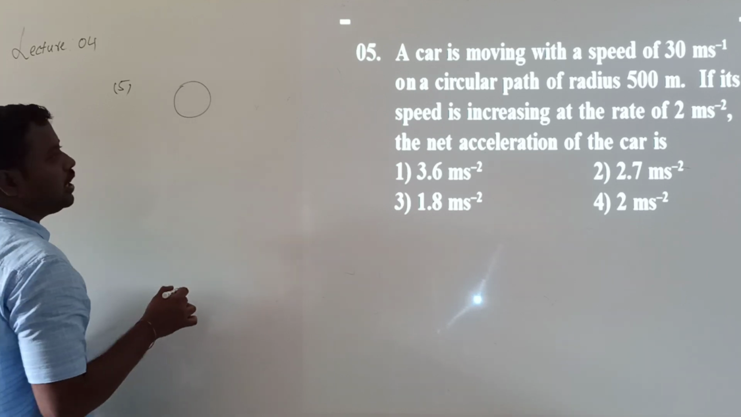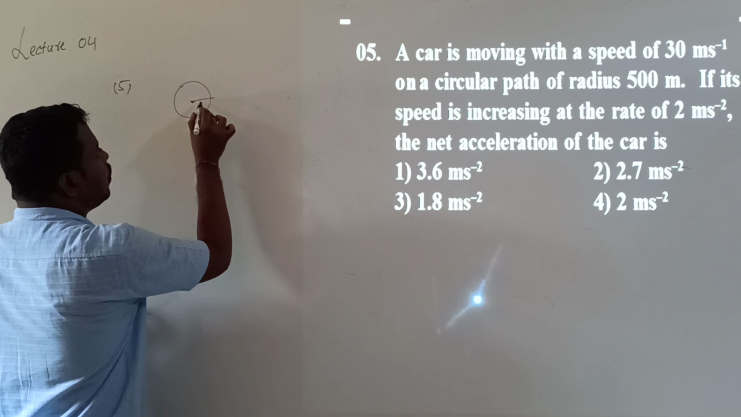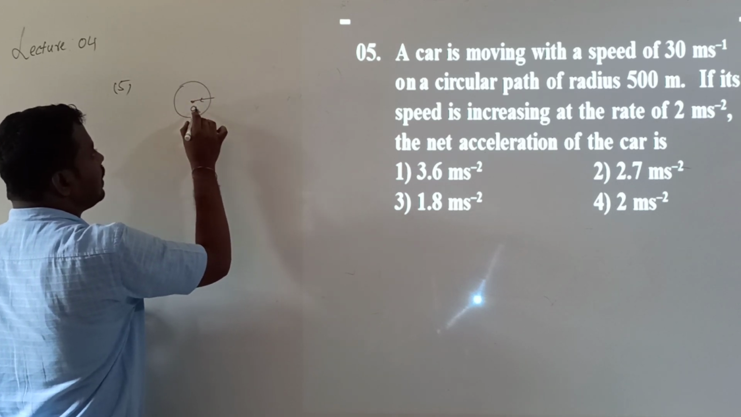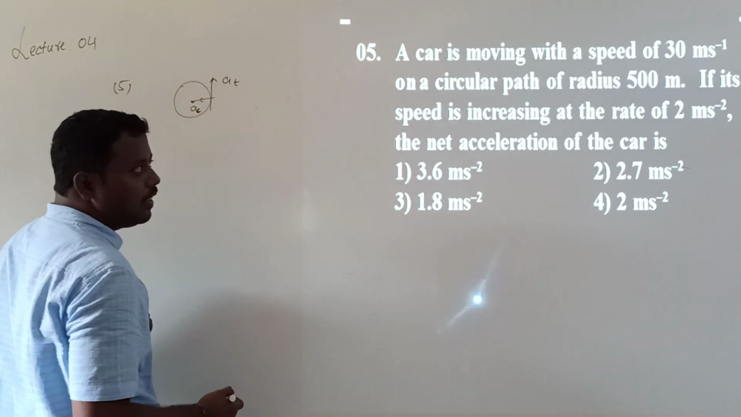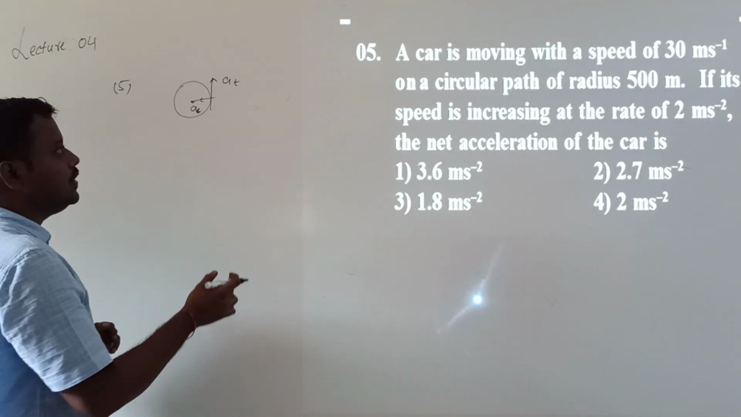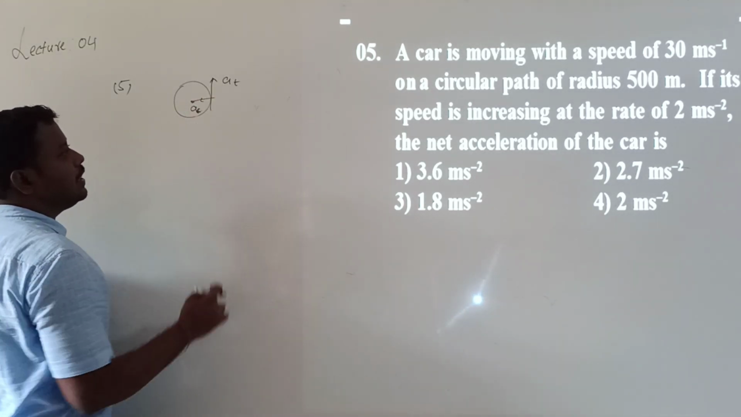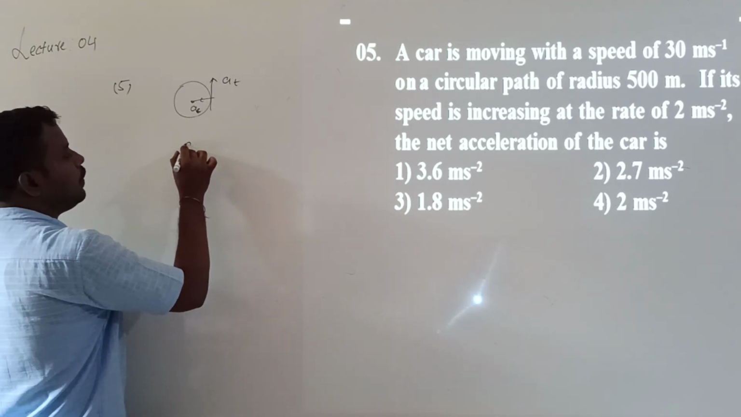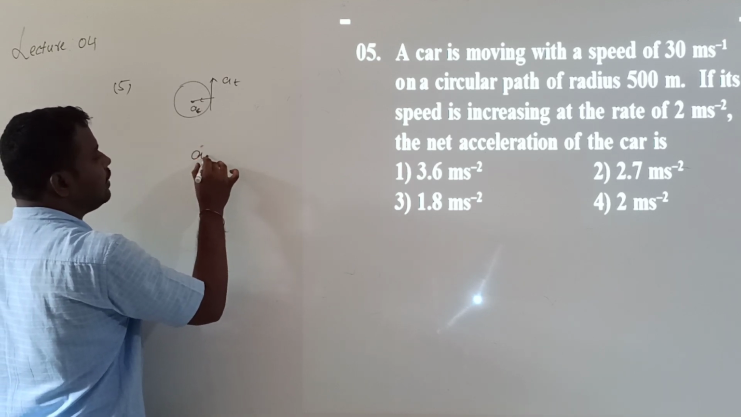When a body executes non-uniform circular motion, it has two accelerations. One is the radial acceleration, or centripetal acceleration, and the other is the tangential acceleration. Radial acceleration is because of the change in direction of velocity. Tangential acceleration is due to the change in magnitude of velocity. Here let me write the data. First I will calculate the AC value.